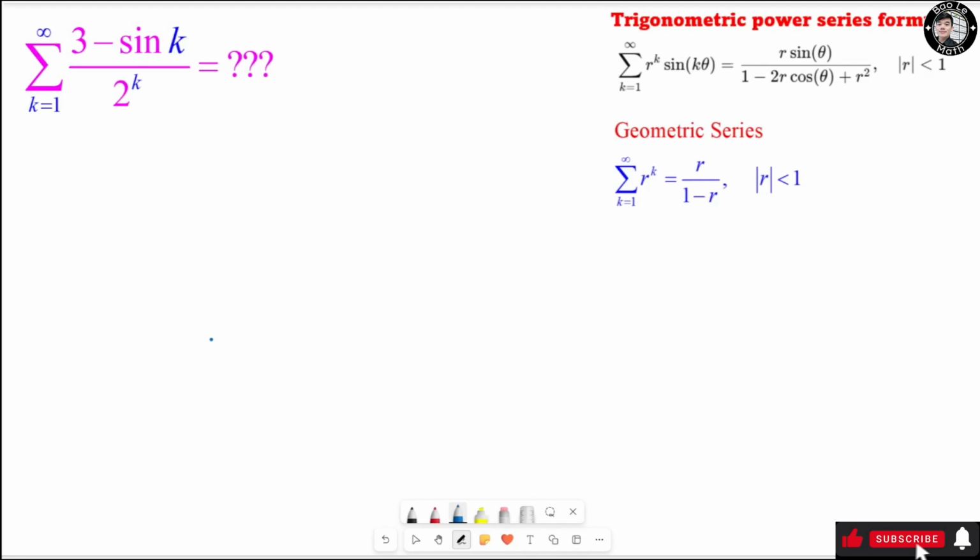Hello everyone, in this video we're going to explore this challenging series. We need to find the sum of (3 minus sine k) over 2 raised to the k, where k goes from 1 to infinity.